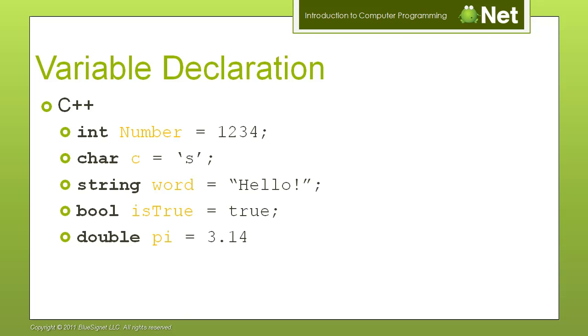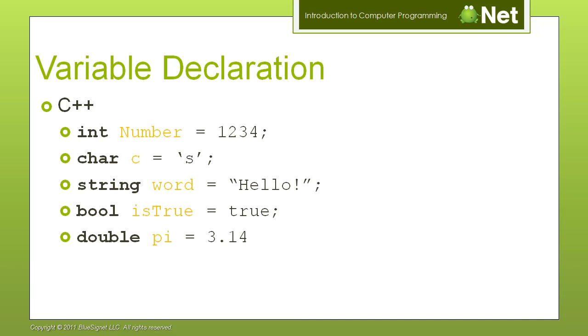So in C++, these declarations look eerily similar to the ones in our pseudocode. I wonder why that is. So in C++, we would declare an integer by saying int, which is short for integer, the name of the variable, and then the value. Character, char, short for character. C, which is the name of our variable, equals single quote S single quote.